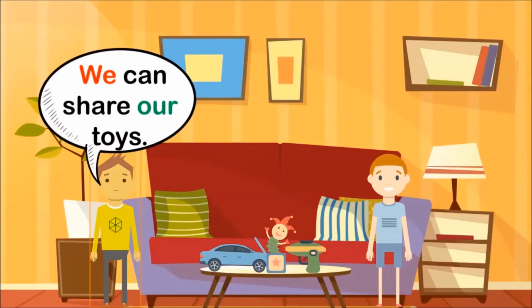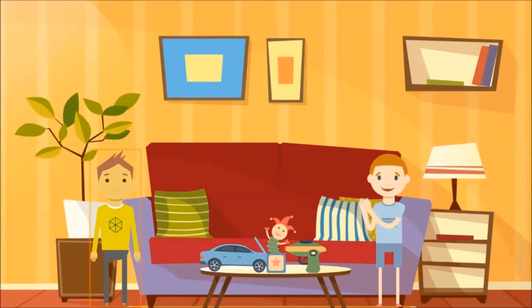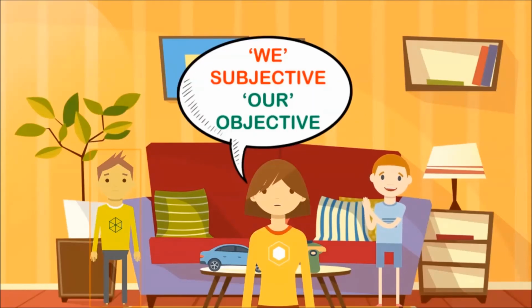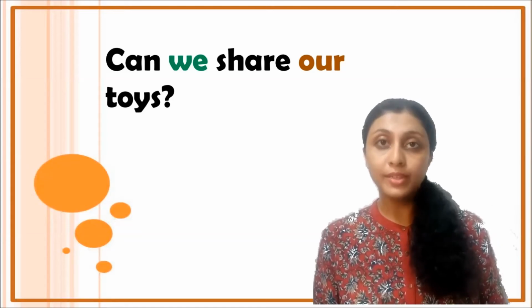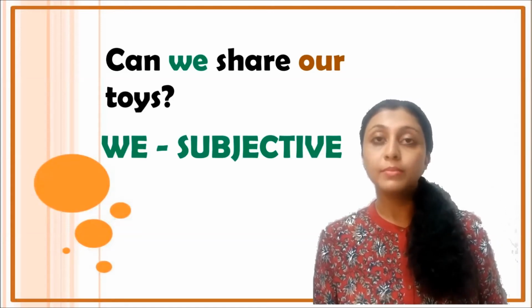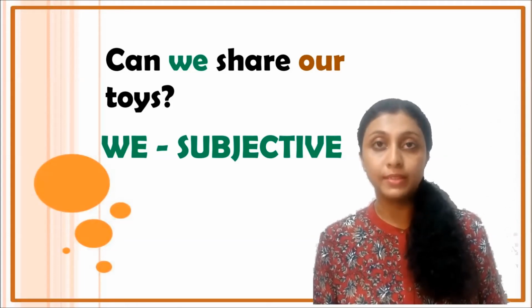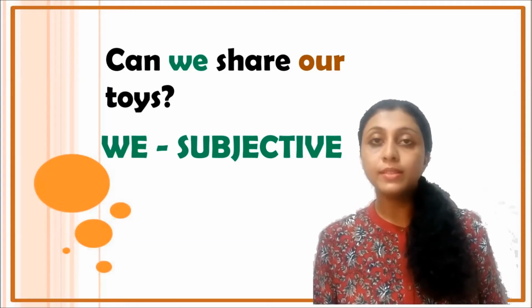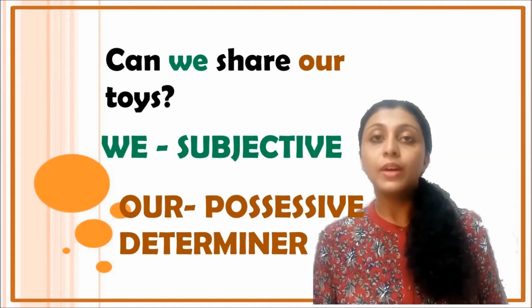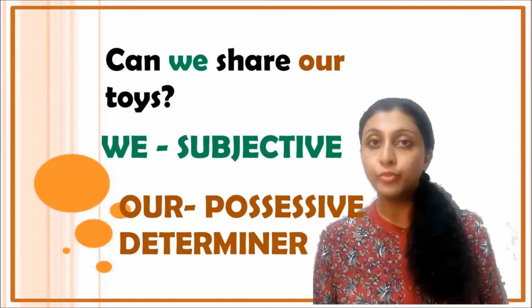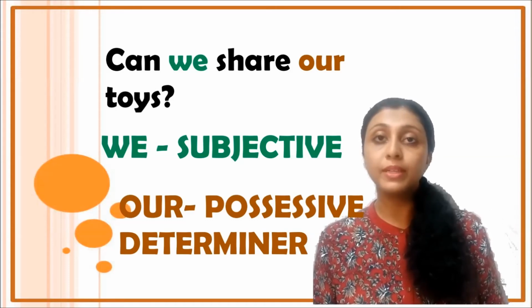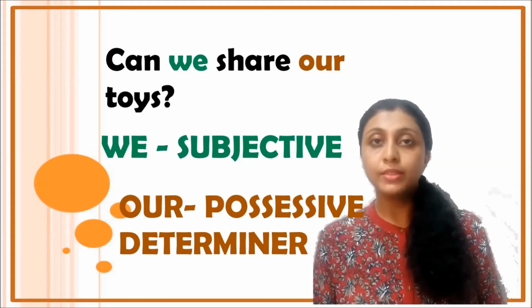We can share our toys. We subjective, our objective. Now we becomes our. So now we is the subject of the sentence. It is in the subjective case. And towards the end of the sentence, we've got our toys. Now our is replacing we. And when we becomes the object of the sentence, we use our. Now our toys. Toys refer to nouns. And therefore, our is a possessive determiner.